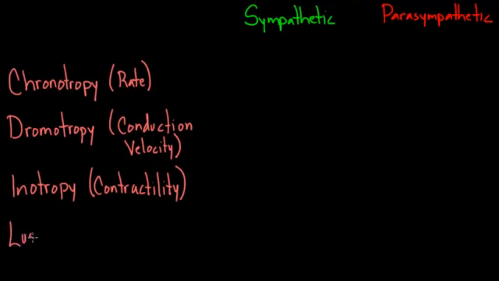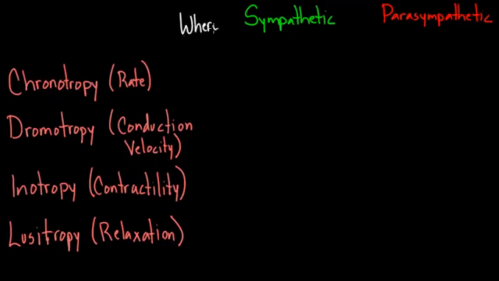And lusitropy. And lusitropy has to do with the relaxation, how fast it's relaxing. So let's go through these one at a time and talk about the effects of the sympathetics and the parasympathetics on this. The other thing I'm going to do, maybe in white, is write out where these things are primarily being affected, right? Where, and then we'll talk about sympathetics and parasympathetics.